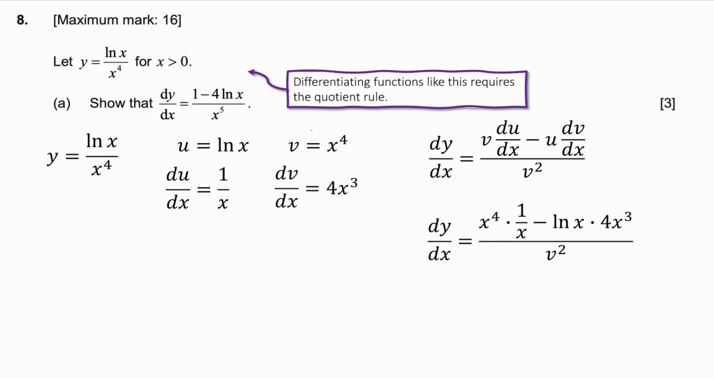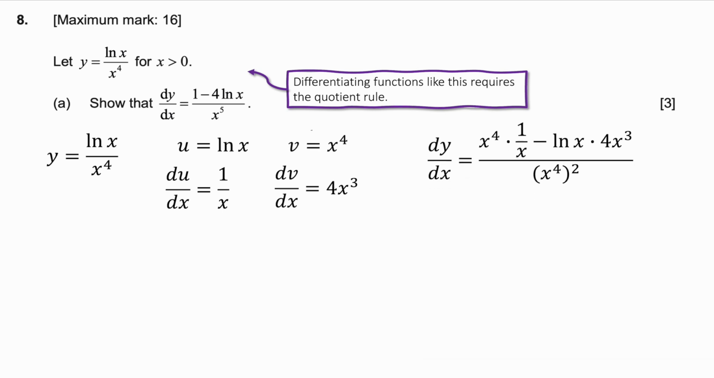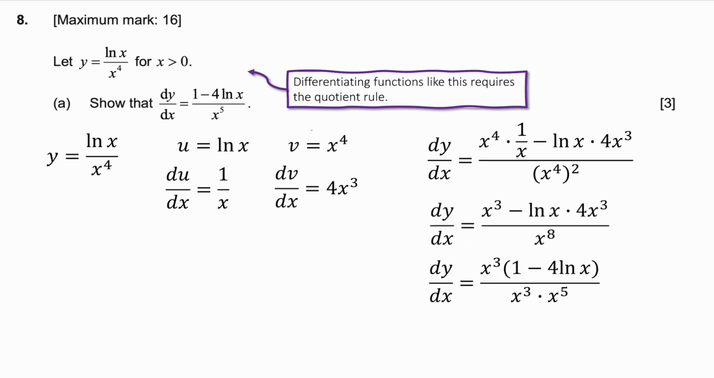Just be careful to substitute everything in the right order, in the right place. Like this. And we can simplify. So we've got x to the power 4 times 1 over x. That becomes x cubed. And on the bottom we've got x to the power 4 squared. You multiply 4 times 2 and you get 8. And then we just rearrange slightly.